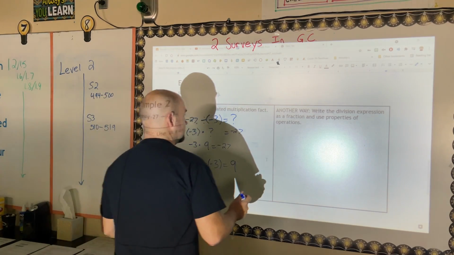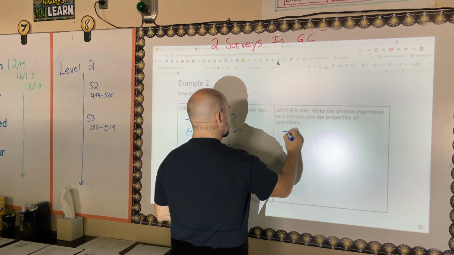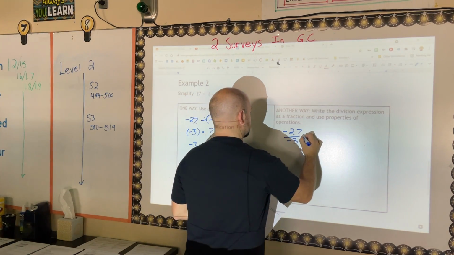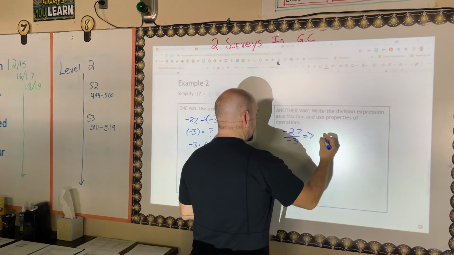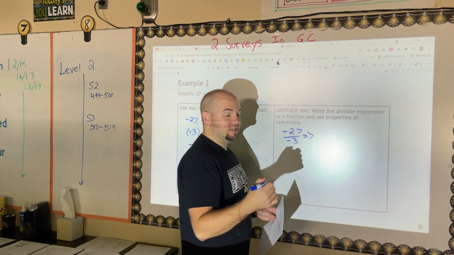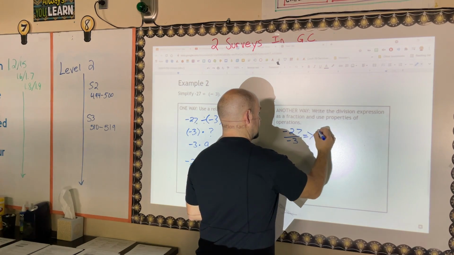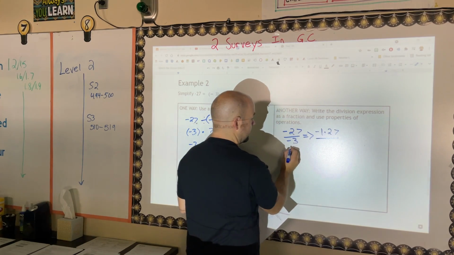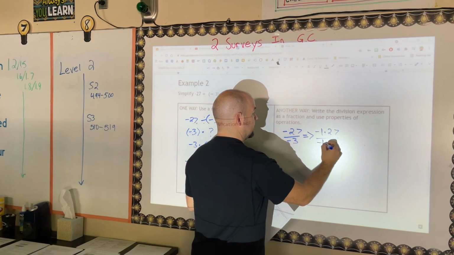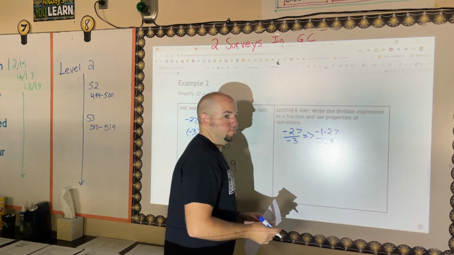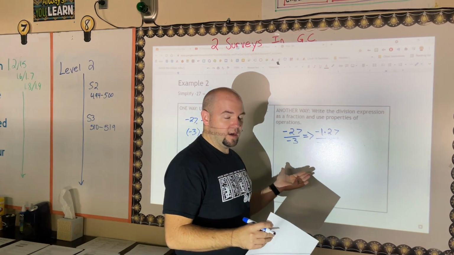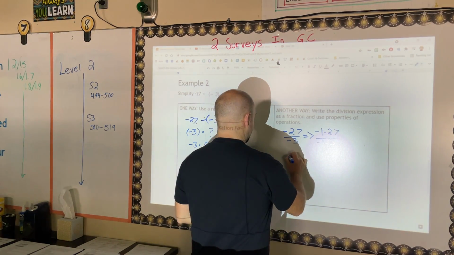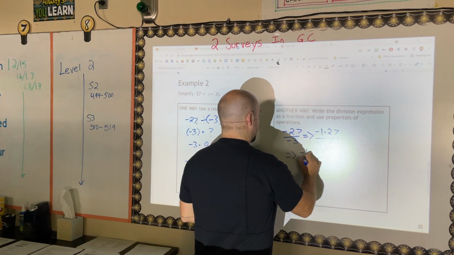Another way that we can write this is as a fraction: negative 27 divided by negative 3. We could say that negative 27 is the same thing as negative 1 times 27, and the same thing right here: negative 3 is the same thing as negative 1 times 3. And anytime you've got something divided by itself, or negative 1 in this case divided by itself, we can cancel those out. So that's all going to become a negative 1 divided by a negative 1.